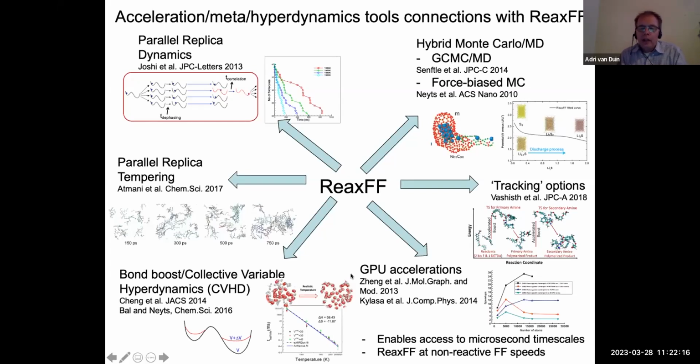And in general, there have been some attempts at making ReaxFF run on GPUs, and that worked out reasonably well, especially in ReaxFF, for example, using the LAMMPS KOKKOS, can give you typically the equivalent of 40 CPUs for a single GPU. And in general, this allows you access to microsecond timescales and effectively running ReaxFF at almost non-reactive force field speeds.